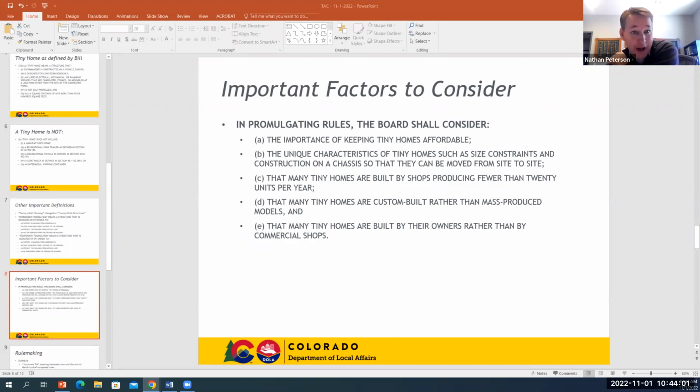If somebody wants to build an IRC code modular home on jack stands in their backyard and register themselves as a factory, Division of Housing will come out and do those inspections. And so, there's no scale issue from the DOH's inspection program. Just know that it doesn't have to be some big manufacturing operation. Well said. Thank you.